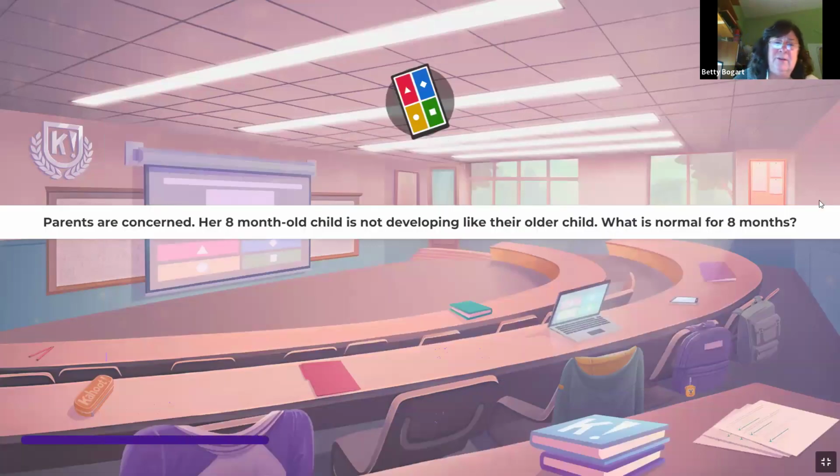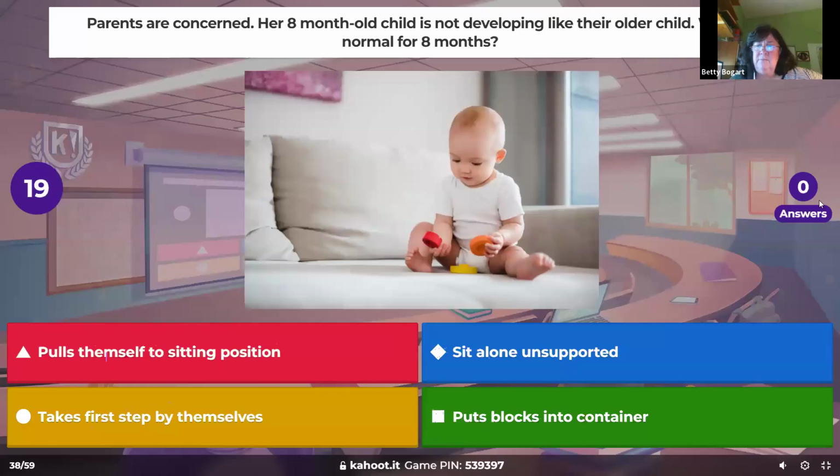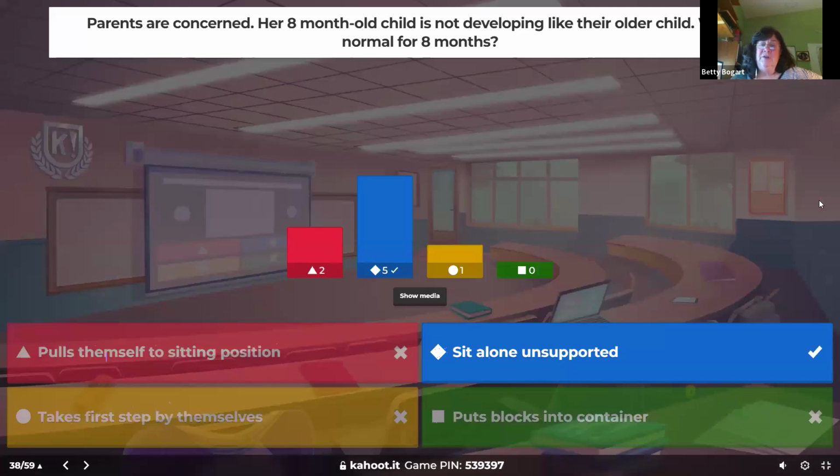The parents are concerned her 8-month-old child's not developing like their older child. What's normal for 8 months? What should they be able to do? They should be able to sit alone unsupported. Yes. Pulling themselves up from prone is when we go up to 10 months old.